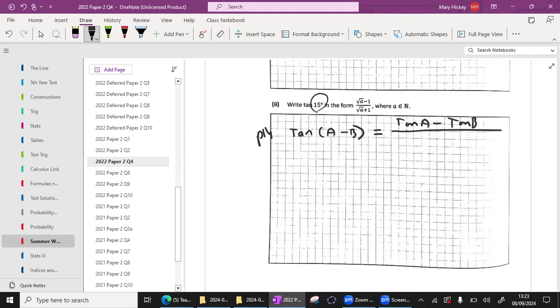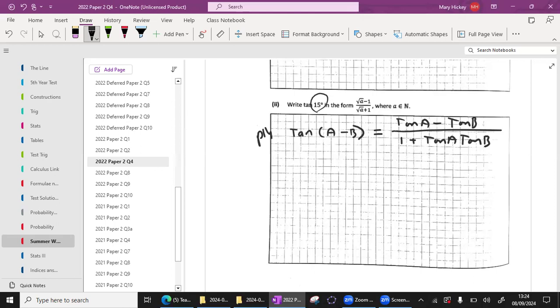So how did I know to choose this? Well, first of all, I narrowed it down to any of the tan ones. On page 14, there's a tan A plus B. Now, I couldn't think of anything that would add to make 15 that would be in the special angles table, the one on page 13: 30, 45, 60. So I didn't go for that one. And then I saw the tan of A minus B. And of course, in my head, 45 minus 30 would give 15.